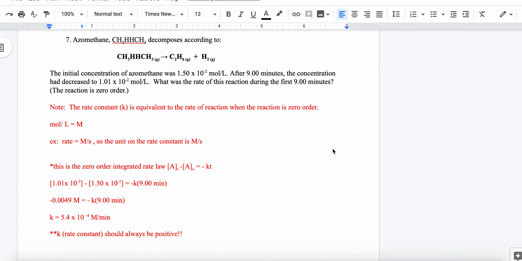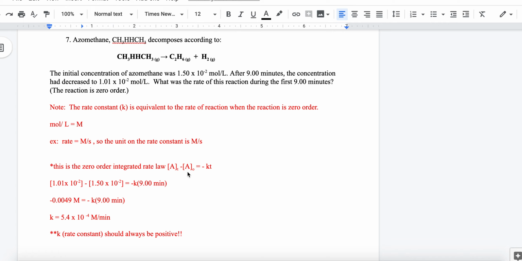Now, number 7, you can actually solve a couple different ways. When you look at the question, you're told that it's zero order. So what you might want to do is jump to the zero order integrated rate law, which would be fine. You can plug in the values, you can solve for K, no problem, easy.